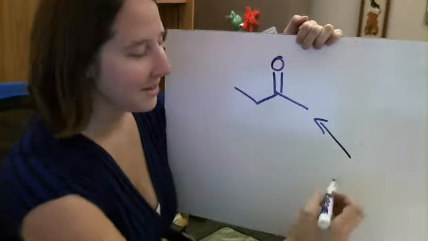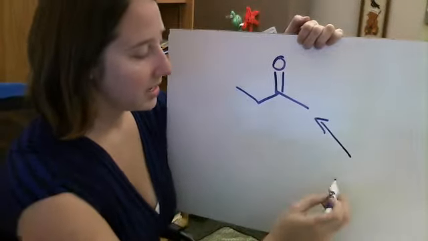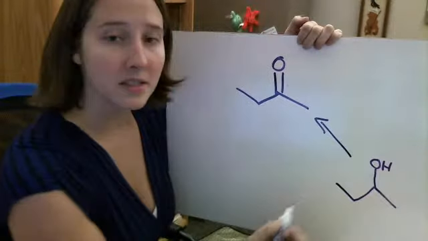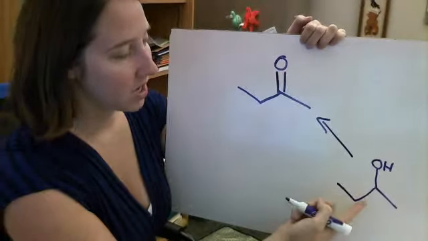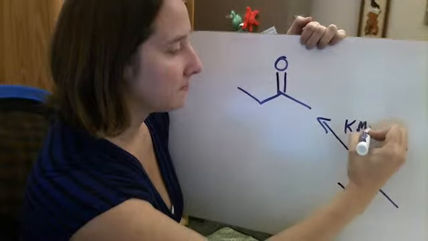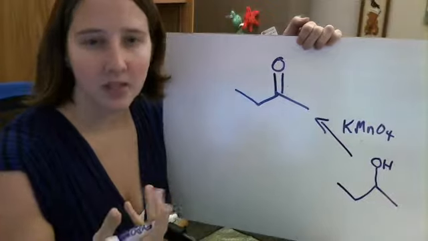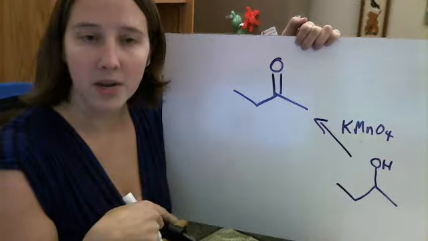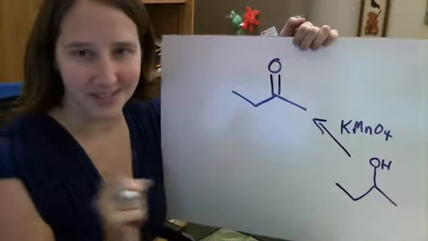Hopefully you've actually paused the video. One way that you can do this, for example, is to take a secondary alcohol, like this, and then oxidize it up. The reagent needed to oxidize a secondary alcohol up to a ketone would be KMnO4. Also could be used are the chromium reagents: the Jones reagent, which was CrO3 in acid and water, or Na2Cr2O7. But remember, KMnO4 is the easiest one to memorize.